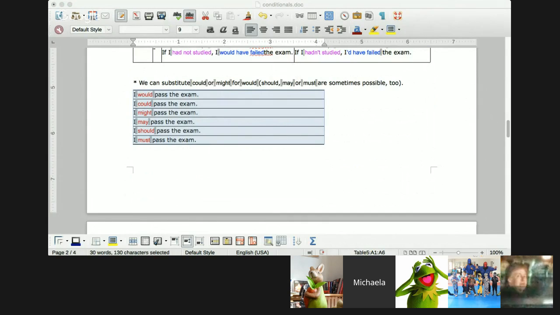We can substitute could or might for would. Should, may, or must are sometimes possible too. I would pass the exam, I could pass the exam, I might pass the exam, I may pass the exam, I should pass the exam, I must pass the exam. Awesome. Thanks. Do you guys have any questions on the differences between these modal verbs?